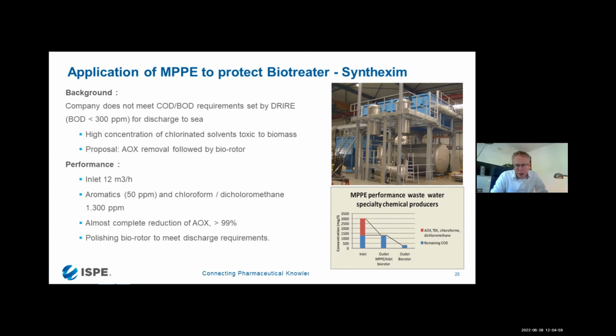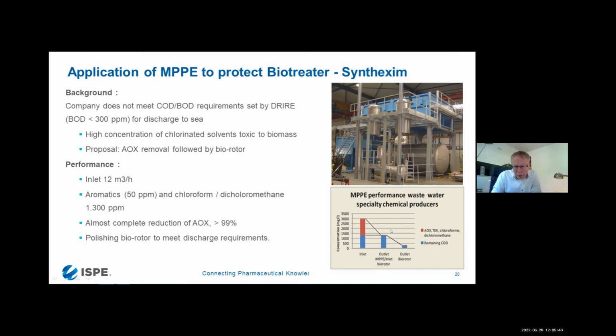technologies tested, but basically the biological treatment step was always in trouble due to the presence of very high concentrations of chloroform, dichloromethane, and aromatics. So what we proposed was that maybe there's a way of dealing with it by first removing these toxic components, the chloroform and the dichloromethane, and then using a very simple biorotor, which is one of the ways of executing a biological treatment, to treat the rest of the BOD.